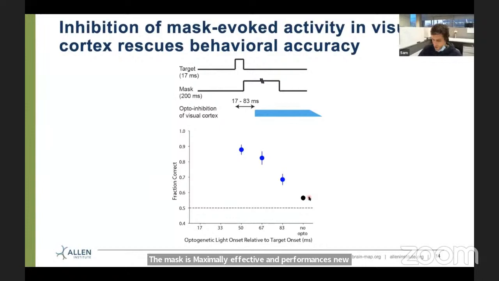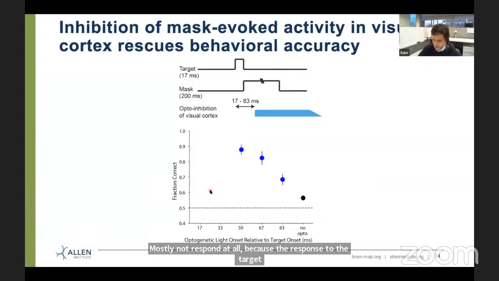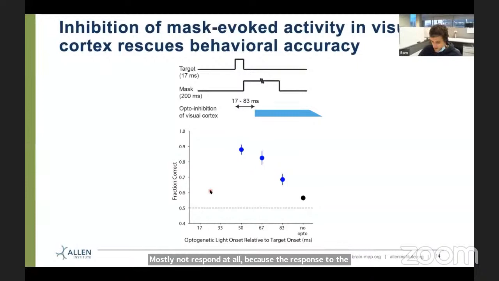When cortex is inhibited before a visual response occurs in cortex at about 40 milliseconds, mice do not respond at all because the response to the target is blocked, so there's no measurement of accuracy, shown here. Strikingly, however, when cortex is inhibited at a time that preserves the initial response to the target but blocks the response to the mask, behavioral accuracy is restored proportionally to how early mask-evoked spiking is inhibited. And for the earliest time of cortical inhibition, when most of the response to the mask is prevented, accuracy is similar to when no mask is presented at all. Thus, mask-evoked activity in visual cortex underlies the backward visual masking effect, and blocking this activity effectively masks the mask.